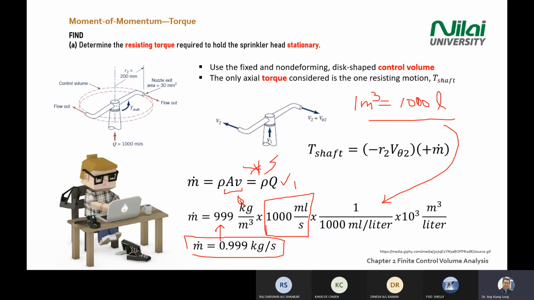Rho is given in a table. Usually there's a chart behind the exam paper, so rho will be given in table form at a certain temperature. Q is given in the question, however Q is in ml per second, so you need to change ml to liter. Then you need to convert liter to meter cube so that you can cancel the parameters and be left with kilogram per second. Your m dot equals 0.99 kilogram per second.